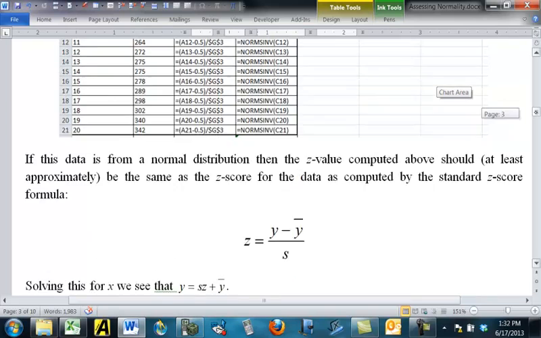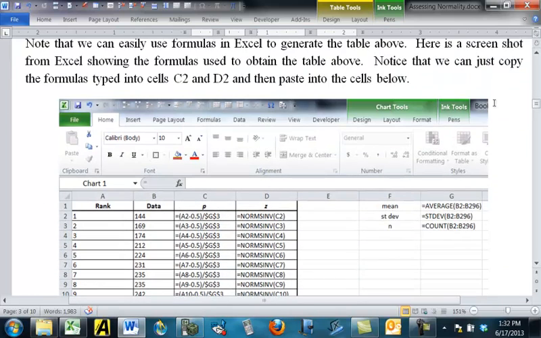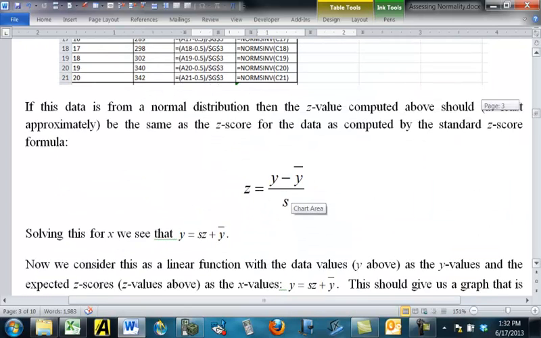Now, for reasons I'm going to show you a little later on, I want to call the data values here y, and then we'll call these guys z's. So we're going to look at the y's and the z's. Well, the z is y minus y bar over s. It's the data value minus the average, the mean of the data values, divided by the standard deviation of the data values. It's from a sample, so that's y bar and s, not mu and sigma.